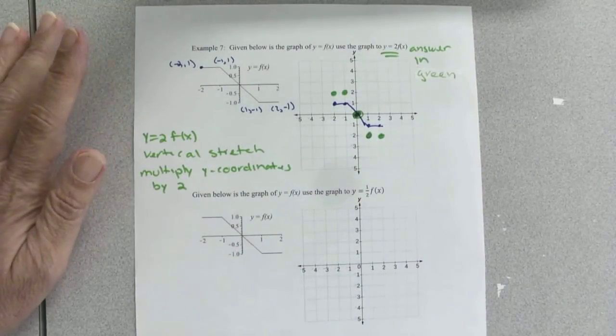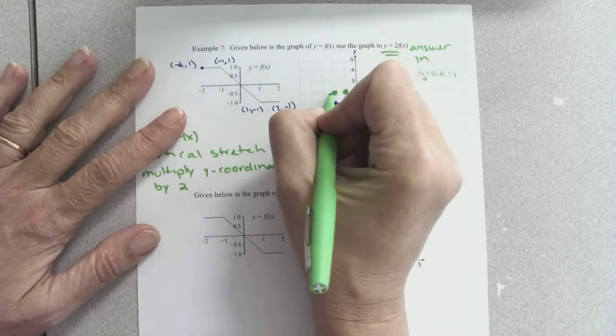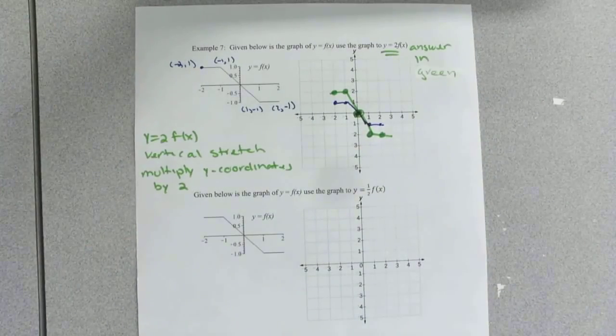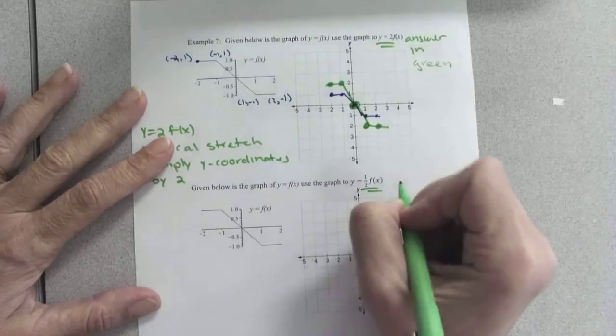So all I did was take each y coordinate, multiply it by 2, then connect the dots, and there it is. And we can see that the graph just kind of got taller. It got stretched. Same thing on the next one.